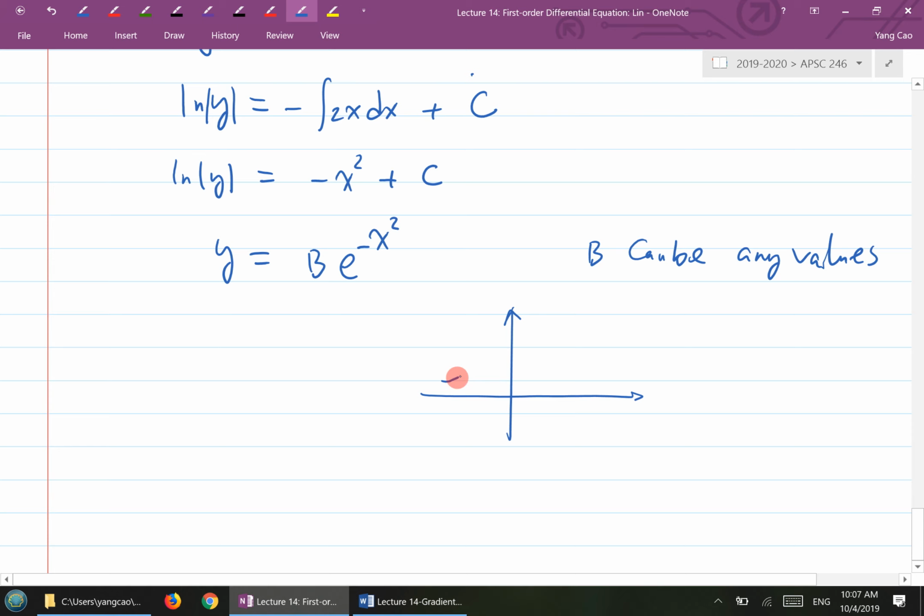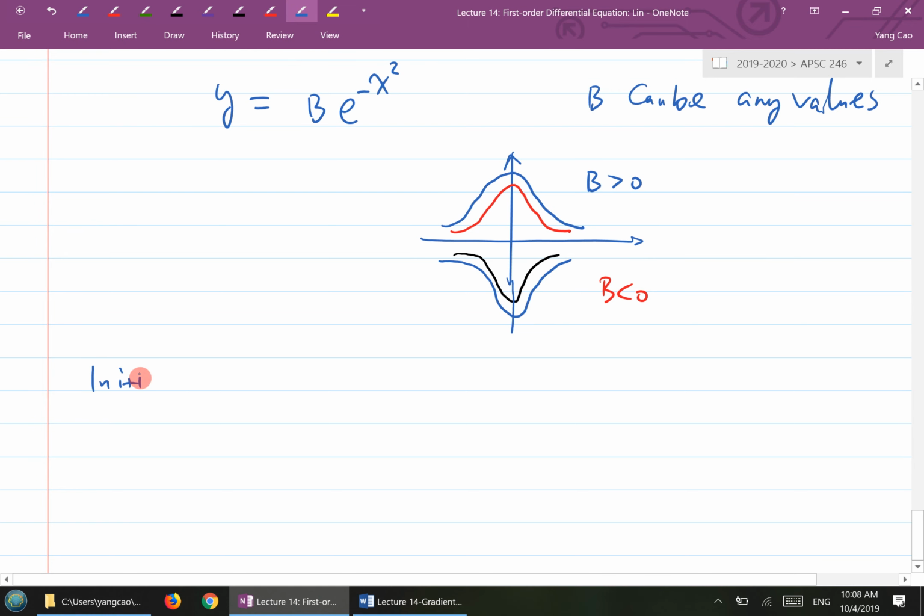When you plug in a positive b value, you will get a curve looking like this. And when you plug in a negative b value, you're going to get a flipped, basically bell curve at the bottom here. When you plug in different b's, you get a cluster of curves at the bottom for negative b. Okay, so that's a direct application of what we just did.